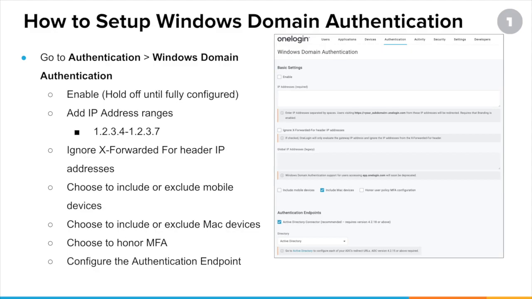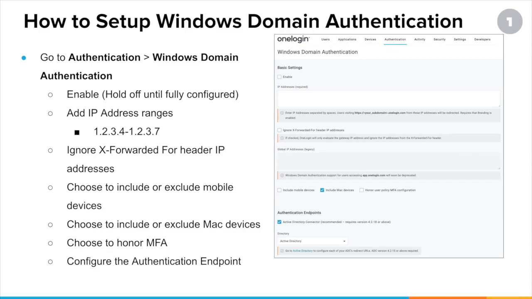And then finally, down there at the bottom is the only other configuration setting that we have to make on this page. So, the ignore X-forwarded depends upon your environment, include mobile devices, include Mac, honor user policy MFA. Those are all sort of choices. But specifying IP addresses, that is required. And then you also have to choose how you want to handle the authentication endpoints down there. There are actually 2 options. One is using the Active Directory connector. The other one is a scripting option.